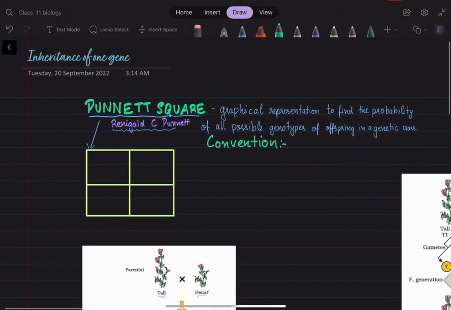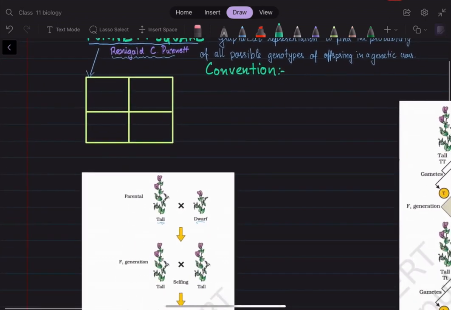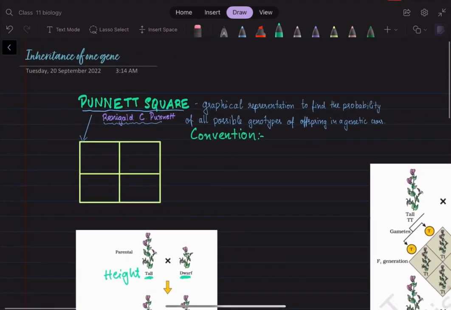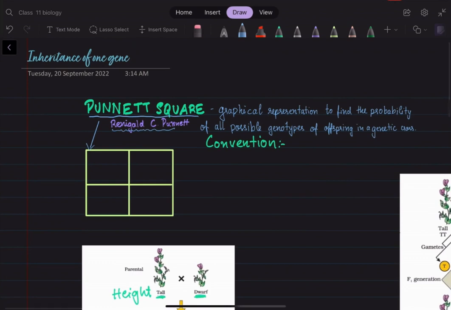We usually use a single letter to represent an allele. Let us take an example of a character, height. Either the plant could be tall or dwarf, right? Since the dominant trait here is tallness, we will use T as the letter. Capital T represents the dominant allele, whereas small t represents the recessive allele.